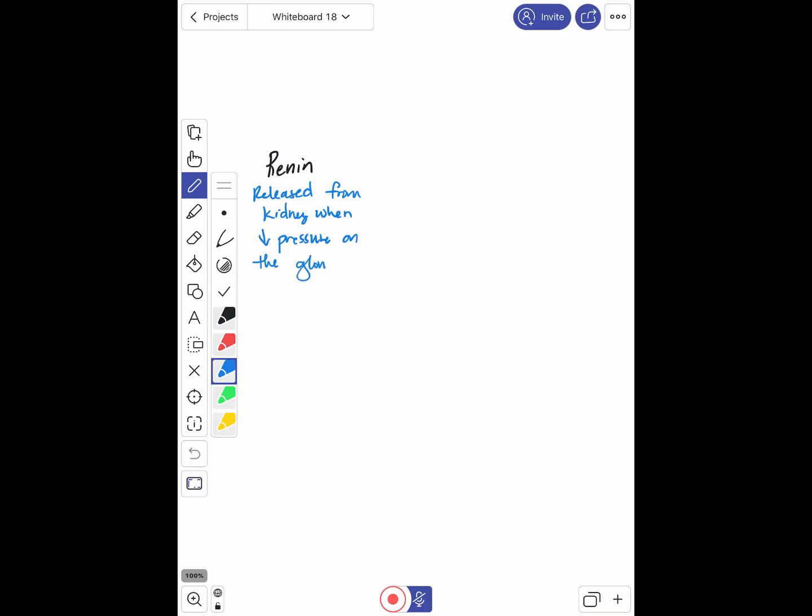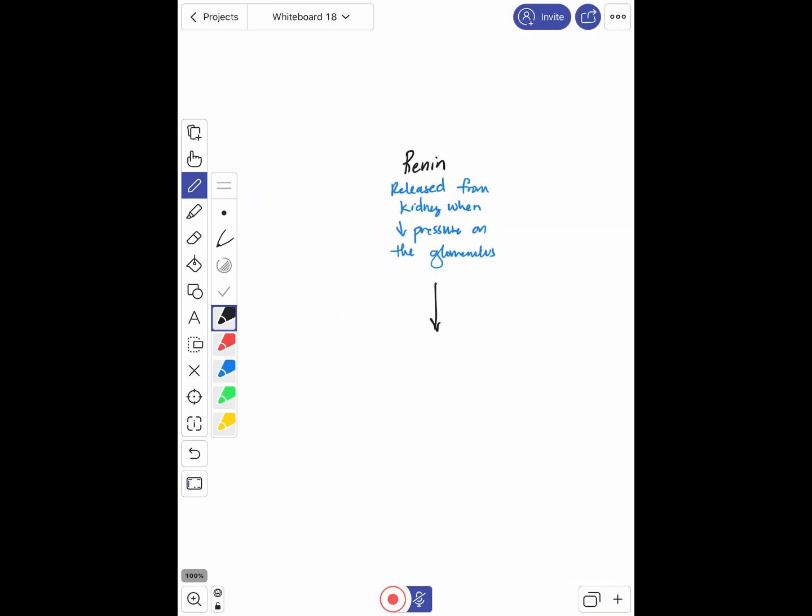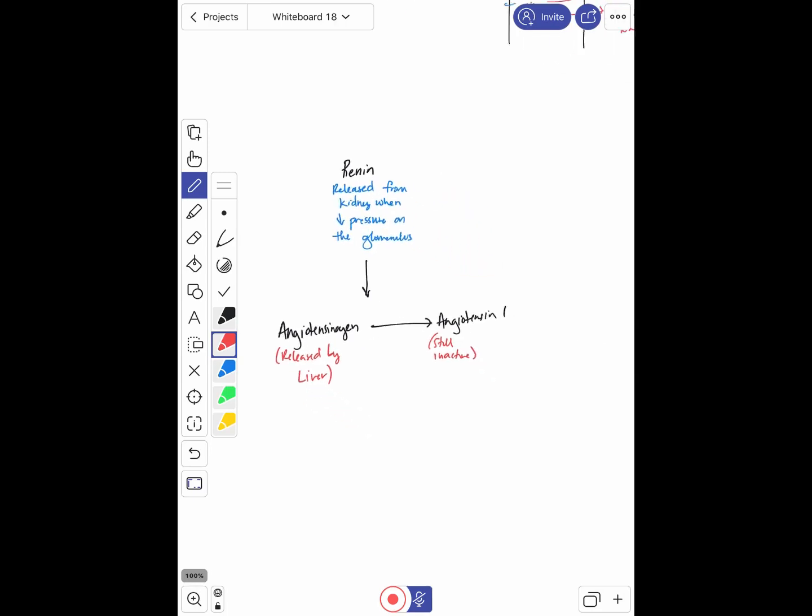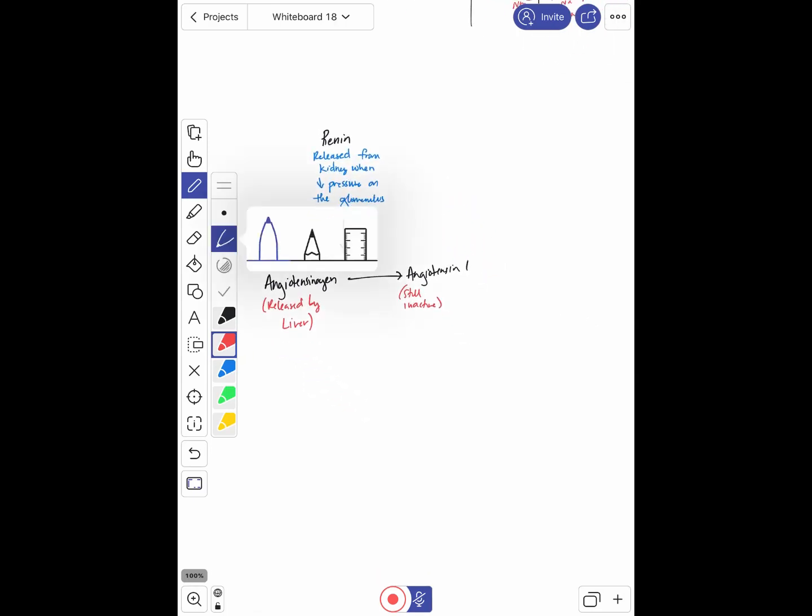When this happens, the renin converts something that has been released all the time, which is angiotensinogen, to angiotensin 1. This form of angiotensin is still an inactive form. That gets converted to angiotensin 2 through the use of an enzyme that's released by the lung called angiotensin converting enzyme. Once it's converted into angiotensin 2, it results in the release of antidiuretic hormone, which increases water reuptake, and aldosterone, which increases sodium reuptake.